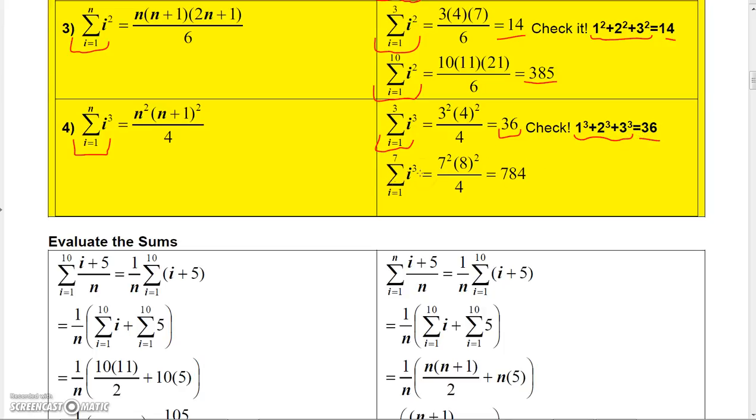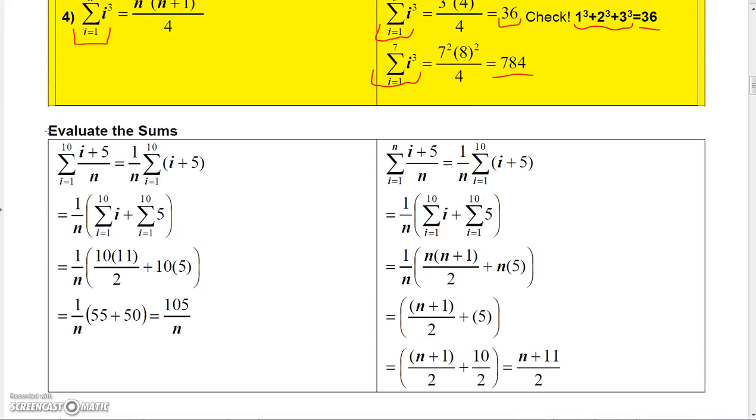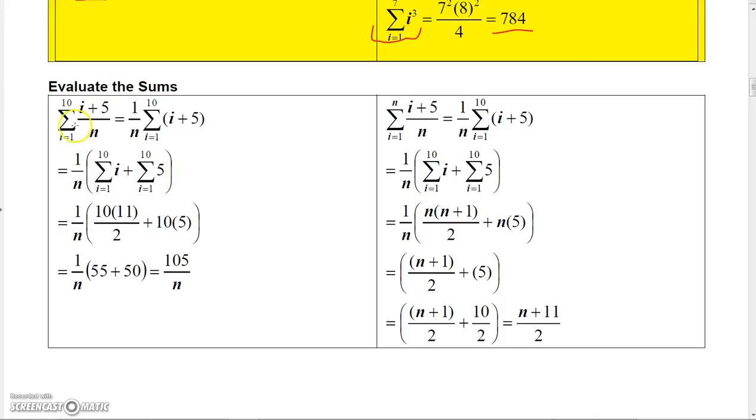Here I went only from 1 to 7, so if I go from 1 to 7, that's 1 cubed plus 2 cubed through the sum of 7 cubed. So using this formula, I would get 7 squared times 8 squared divided by 4, which is 784. And so you can use this to evaluate sums.